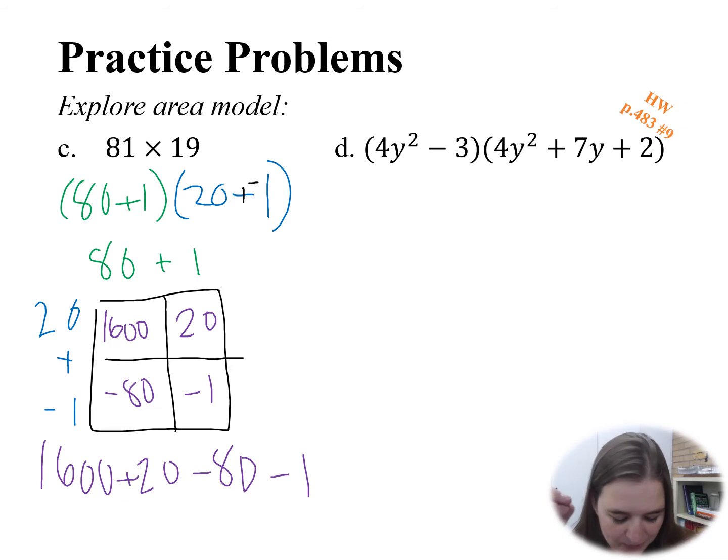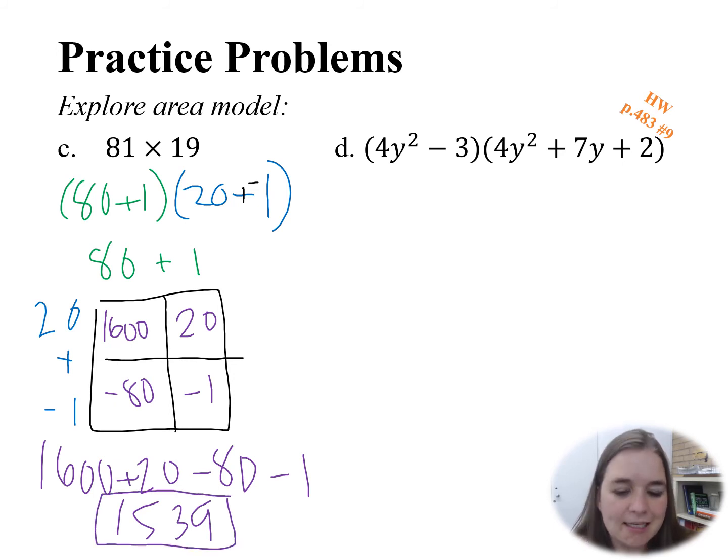And when I go through that process, I find out that my final answer is 1,539. And again, with two-digit multiplication, by the time you've reached my class, we would grab a calculator. But the area model works, and I wanted to show you that it works for addition or for subtraction.